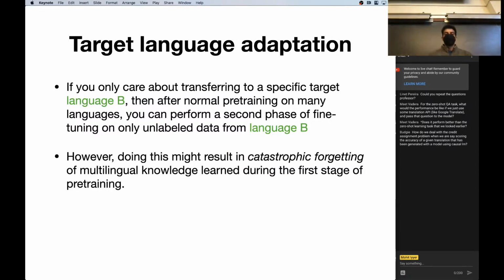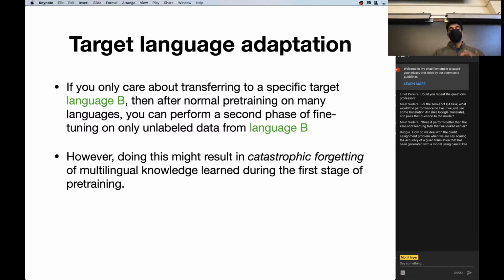One way to deal with this problem, where as you add more and more languages during pre-training your performance gets worse, is to add a secondary phase before you fine-tune on whatever language it is that you care about. You can basically do pre-training on the 100-language Common Crawl data set that you have, and then do a second round of pre-training that is specific to whatever language you're interested in.